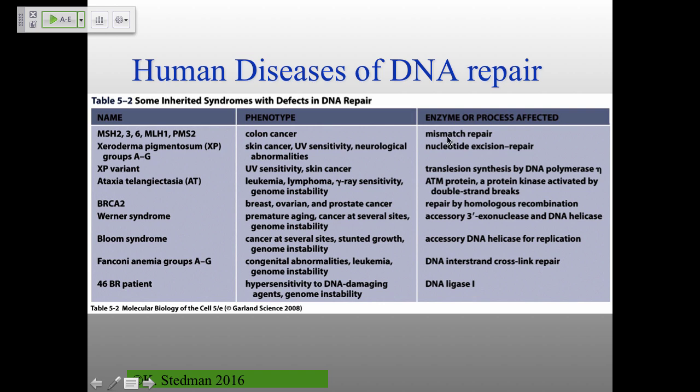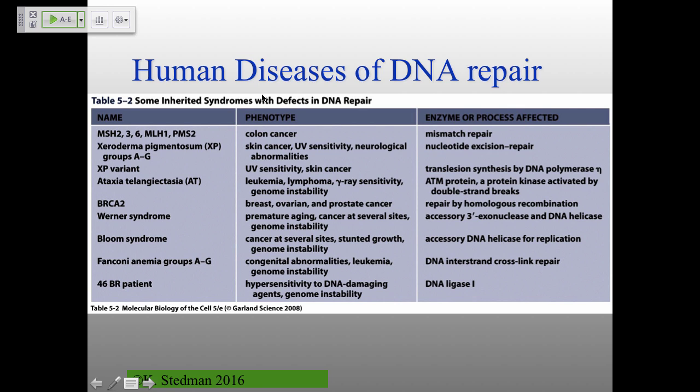Xeroderma pigmentosum is, again, a genetic disease in which people are hypersensitive to ultraviolet irradiation. It turns out that a lot of the genes involved in dealing with the mutations that happen due to ultraviolet radiation are these nucleotide excision repair proteins. In fact, a lot of what we know about how and what proteins are involved in dealing with this kind of DNA damage comes from cells of people who have had these diseases.